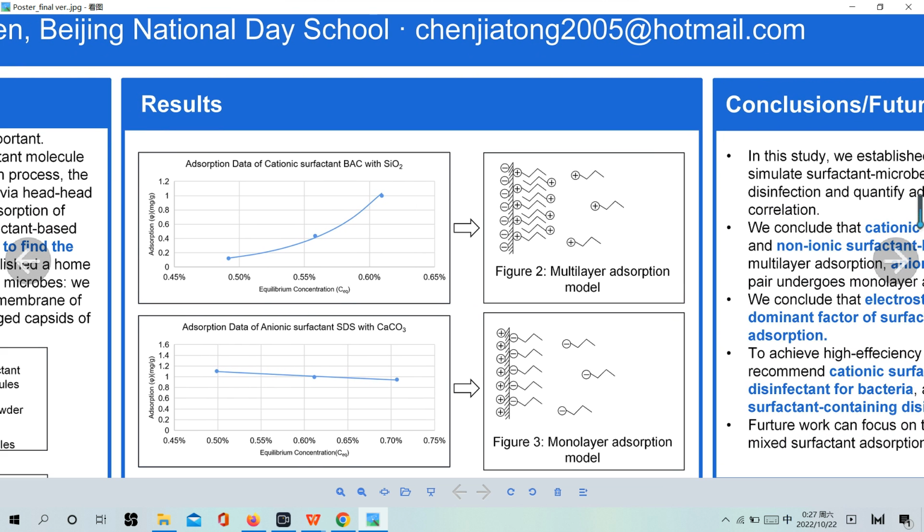I converted the absorption data into these graphs that show the relationship between the amount of absorption with the equilibrium concentration for each surfactant. For the cationic surfactant absorption with the silica powder, we can see that the amount of absorption increases as the equilibrium concentration increases, which corresponds to the multilayer adsorption model.